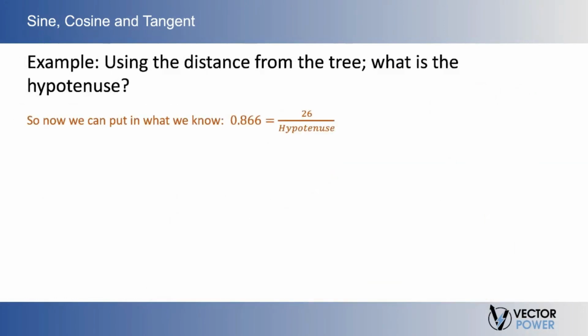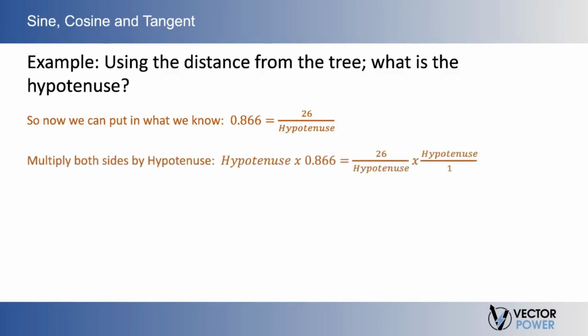Now again, we can use substitution and put in what we know. 0.866 equals 26 divided by the hypotenuse. We multiply both sides of the equation by the hypotenuse, and that allows us to simplify to hypotenuse times 0.866 equals 26.